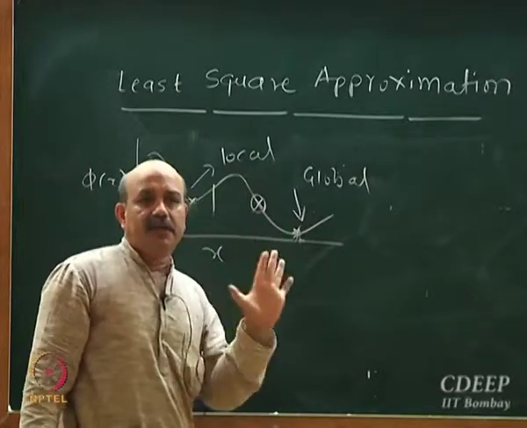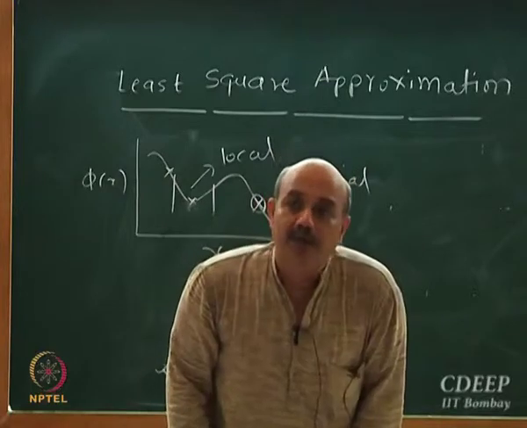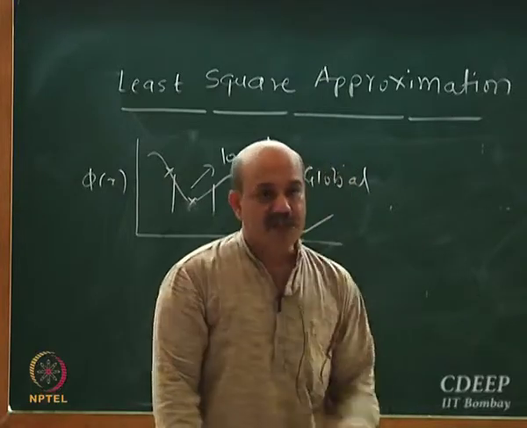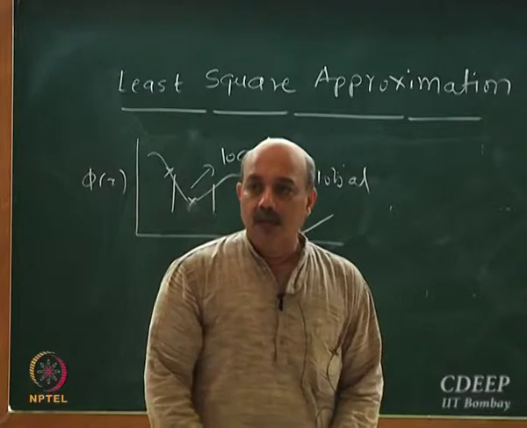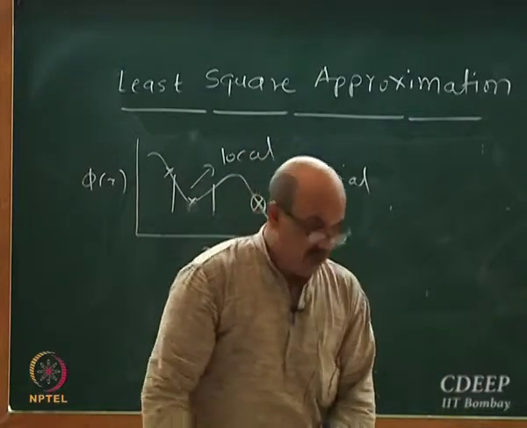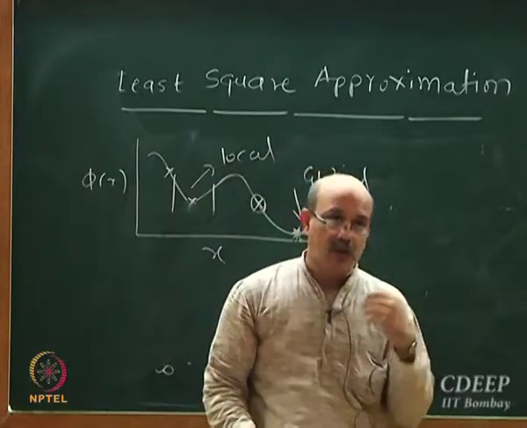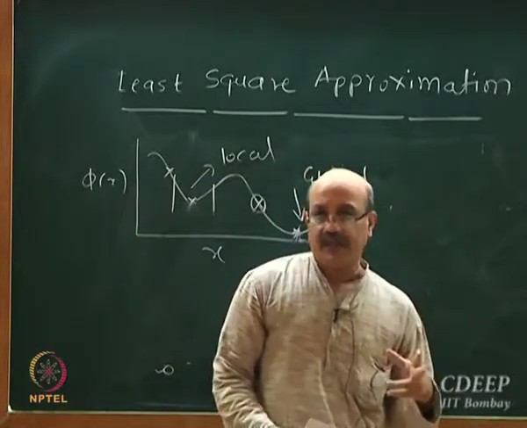The conditions that we are going to derive are for a local minimum. What are the necessary conditions for a point to be a local minimum? What is the sufficient condition for a point to be a local minimum? That's what I am going to derive now. Now, to qualify a point to be a local or a global minimum, I need some more definitions.